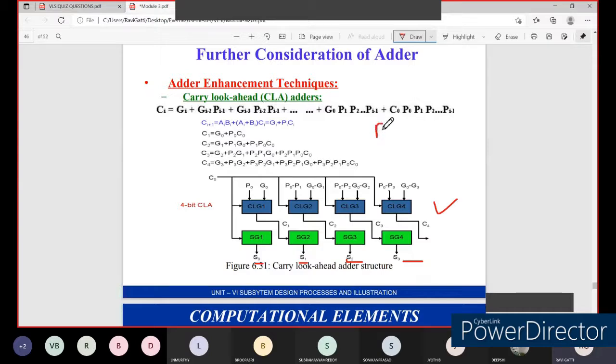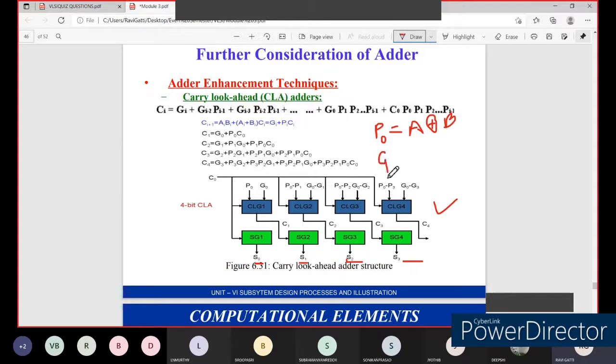P0 is nothing but an exclusive operation of your input terminals A and B, that is A XOR with B. So this we call the propagation function.